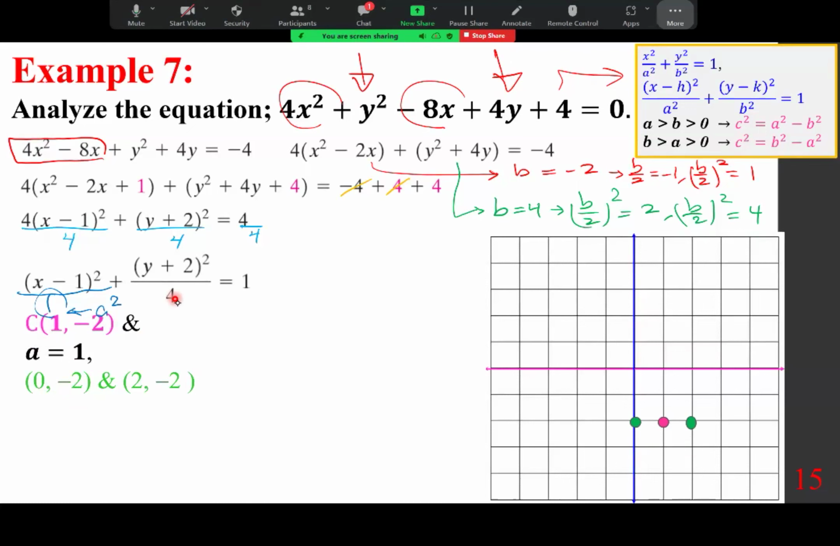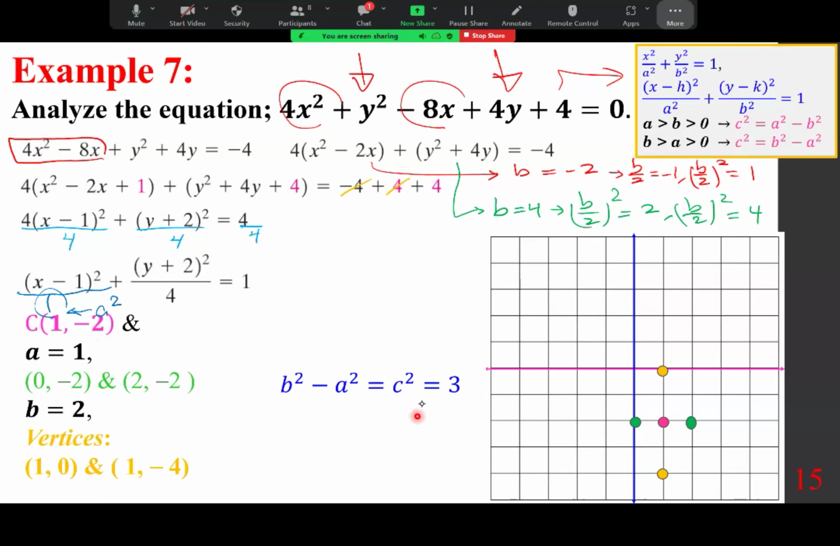B squared is 4. B is 2, everybody. This is B squared. So now we have the vertices. We go back to the center, and B units up makes this 1, 0. B units down makes this 1, -4. Put them together. Okay, so those are the 4 points.